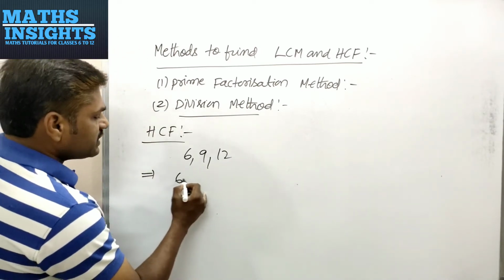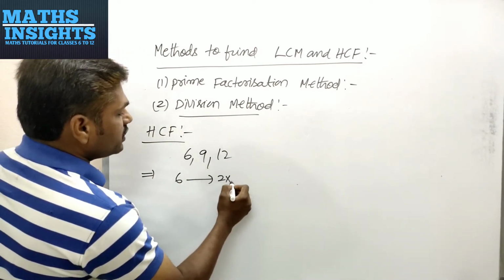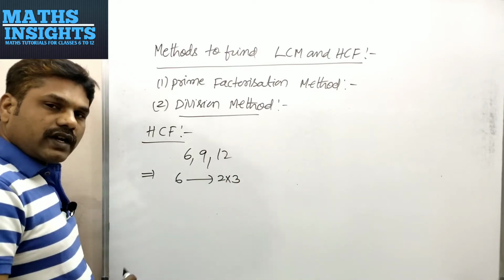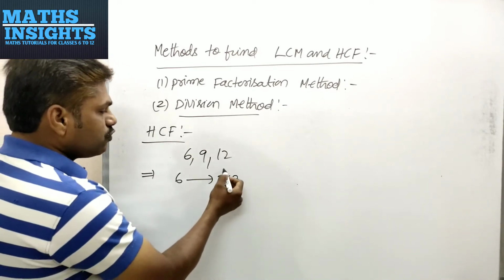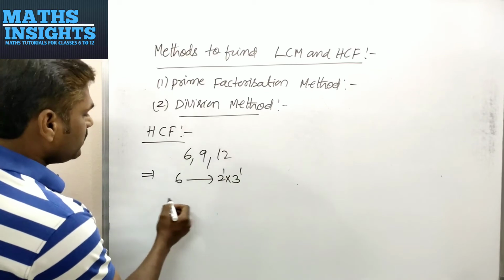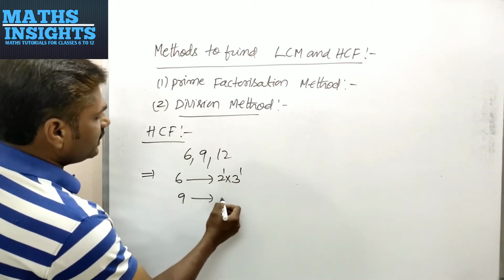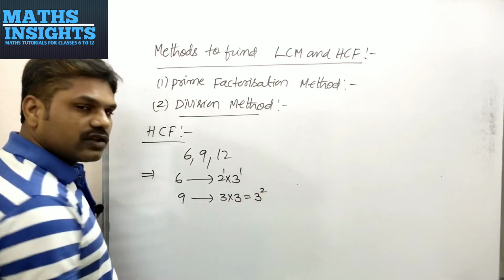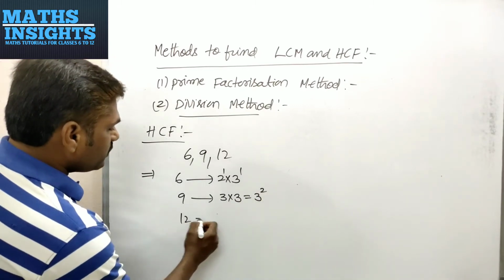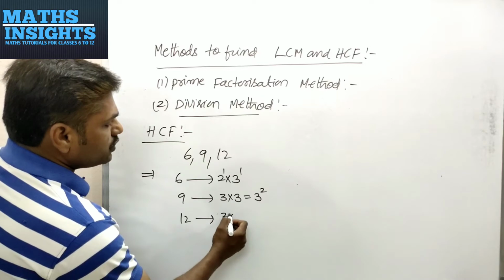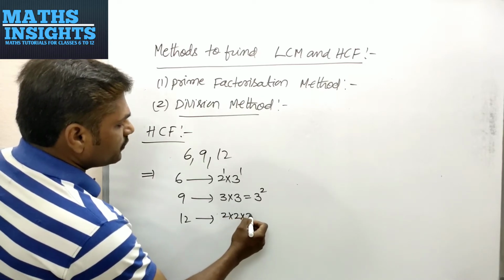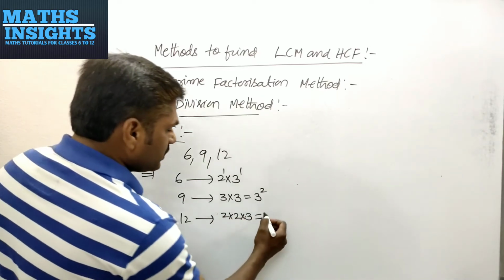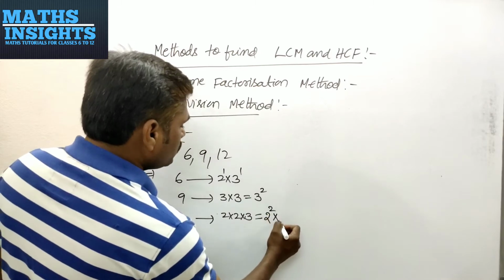If you see, 6 can be prime factorized as 2 into 3. You cannot write any other factor for this. So 2 power 1, 3 power 1. Similarly, if you take 9, that can be written as 3 into 3, that means 3 square. And 12 can be written as 2 into 2 into 3, that means 2 square into 3.